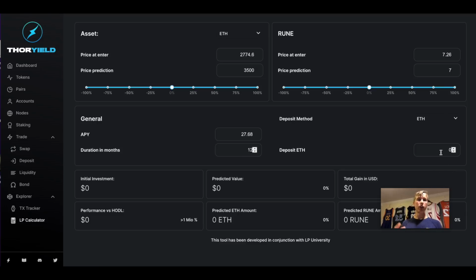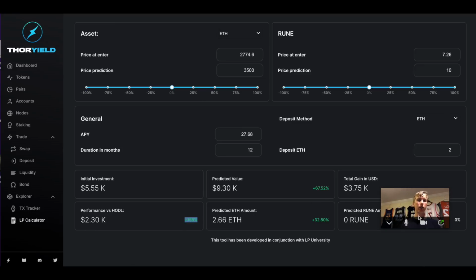Now, the amount of ETH that I deposit, let's just say 2 ETH to make it even numbers. And let's say we do the ThorChain investment at $7.26, and we say ThorChain goes to $10. As you can see here, our performance versus a hodl is $2.3 thousand. So we'd be up 158%. At this point in time, we would be better off LPing instead of just holding.